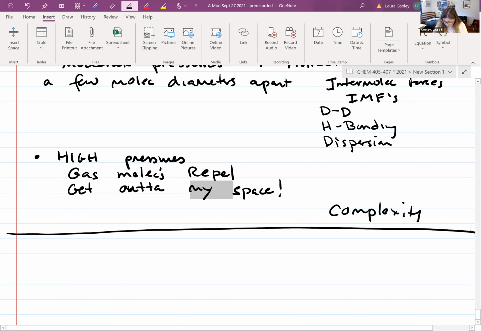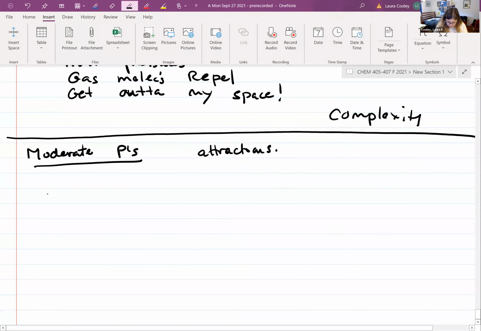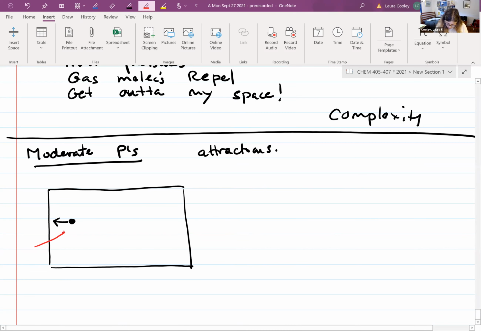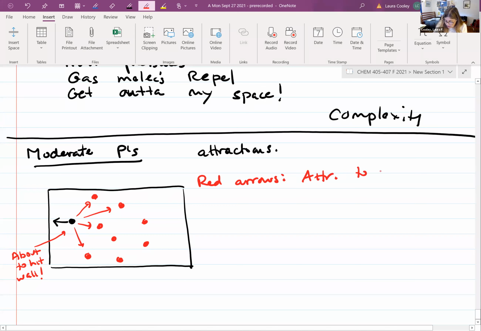So I'd like to talk first about the moderate pressure situation. At moderate pressures, gas molecules attract. So we have some attraction. Like I said, this starts to happen when molecules are a few molecular diameters apart. I'm going to draw a diagram here, and I'd like to focus on this molecule. This molecule is about to hit the wall, but it's got neighboring molecules, right? Those other molecules are attracting this molecule to some extent. The red arrows represent attractions to neighboring molecules.